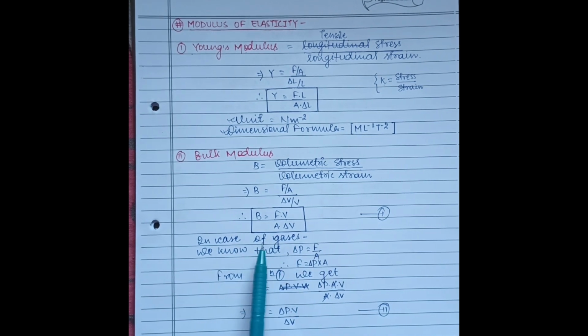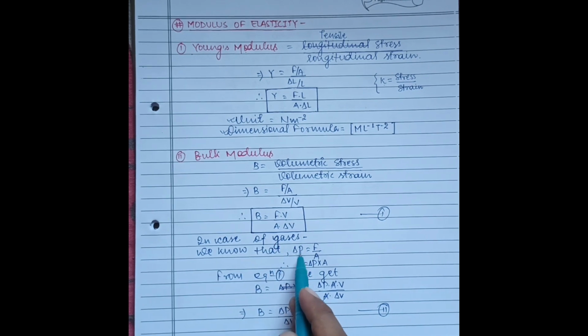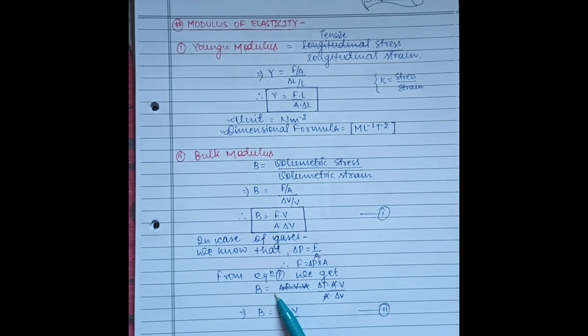In the case of gases, we know that a small pressure acting on any body is equal to force acting per unit area. Therefore, force is equal to pressure multiplied by the area. Here, from equation 1, we can write bulk modulus is equal to force, that is delta P multiplied by A, into volume divided by A into delta V, where A and A get cancelled. Finally we get B is equal to delta P multiplied by V, that is the original volume of the gas, divided by the change in volume.